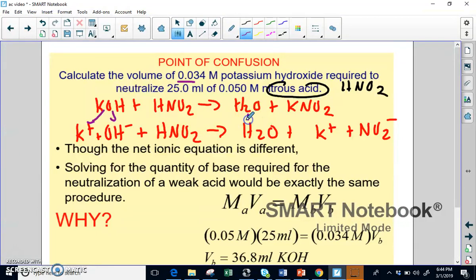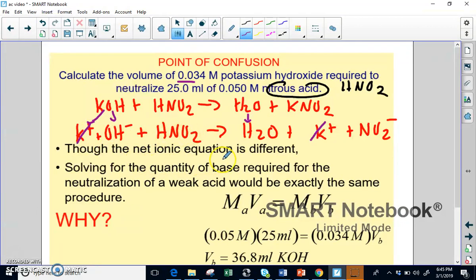We bring water down. We always bring water down. And then this is a soluble salt. Anything with group 1 always dissolves. So we set it up. Now we're going to cross off the things that are common. And we see that the only thing in common is K+. So the net ionic is everything with the K+ crossed out.